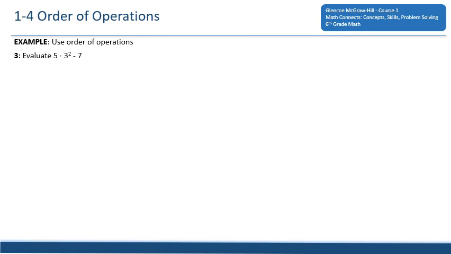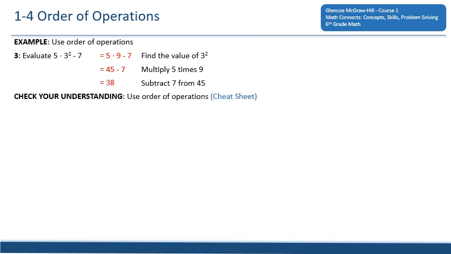Okay, example, use order of operations. Evaluate 5 times 3 squared minus 7. So we need to find the value of 3 squared because PEMDAS, we're looking for parentheses first. There are none. Exponents second. There is an exponent, 3 squared. So 3 times 3 is 9. So now we have 5 times 9 minus 7. Now we're going to multiply 5 times 9 because multiplication and division come after exponents. So 5 times 9 is 45 minus 7. And now we're going to subtract 7 from 45. We get 38.